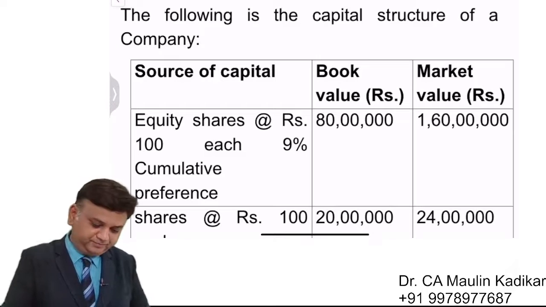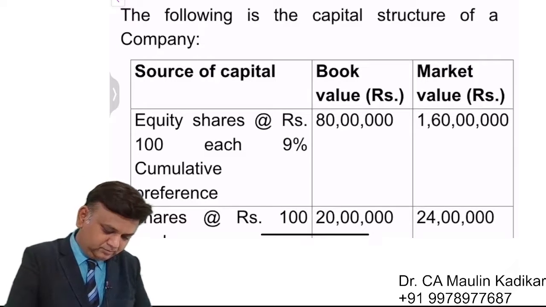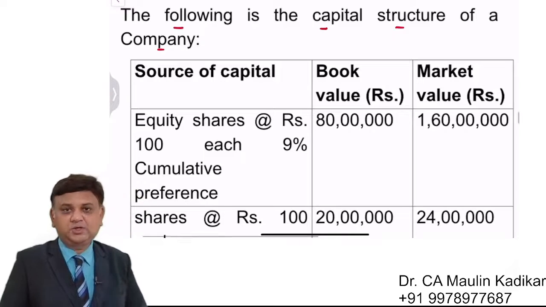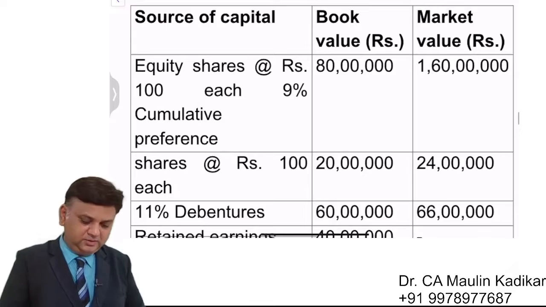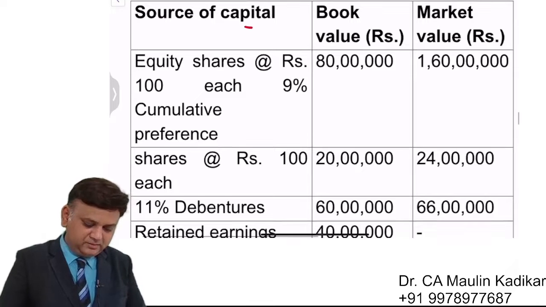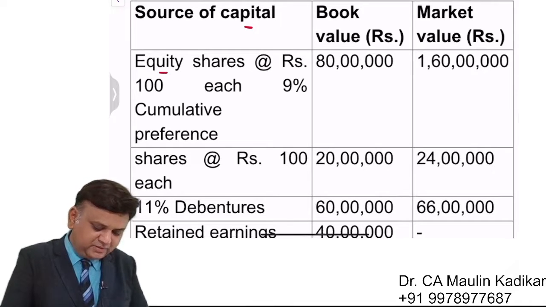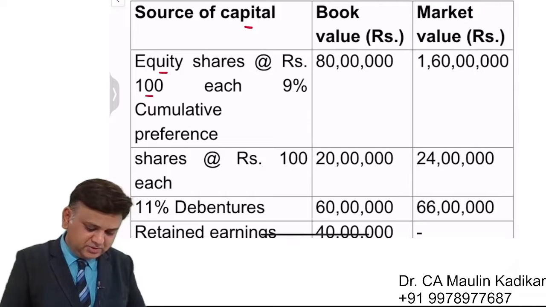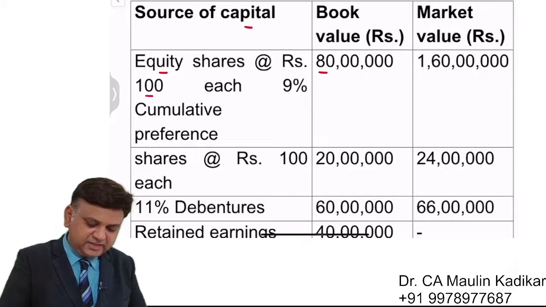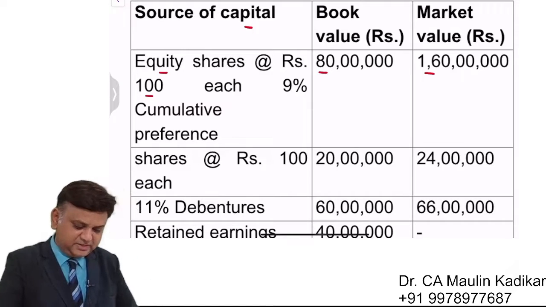Next question. The following is the capital structure of a company. So the capital structure of a company is given. Source of capital: equity shares of rupees 100 each, it is 80 lakhs and the market value is 160 lakhs.